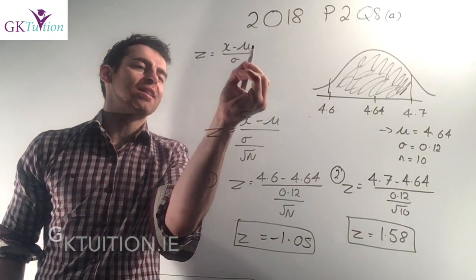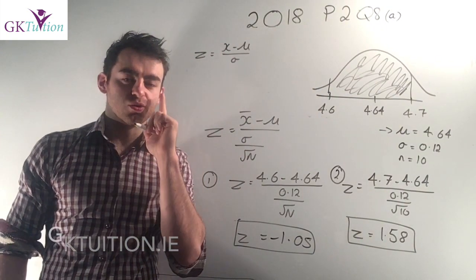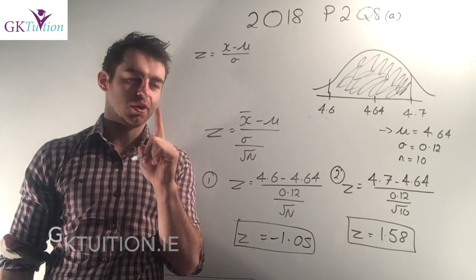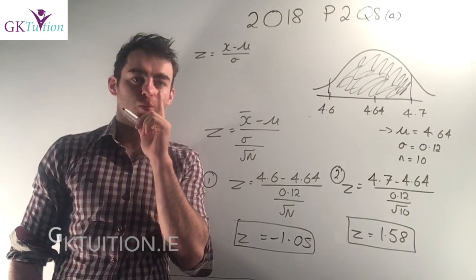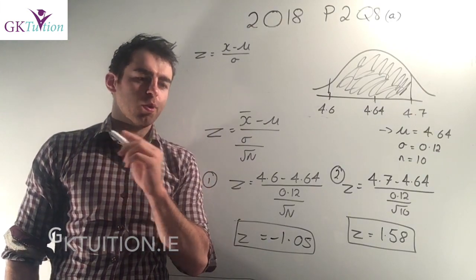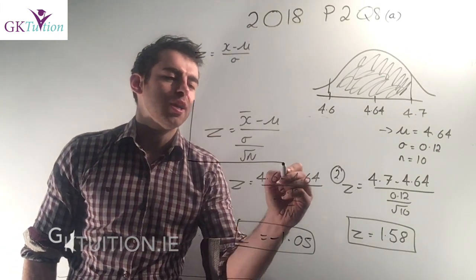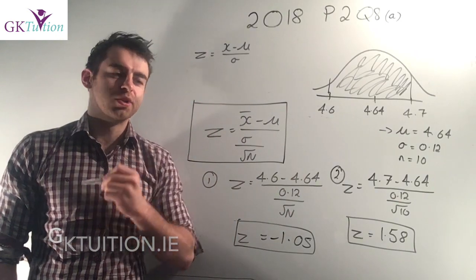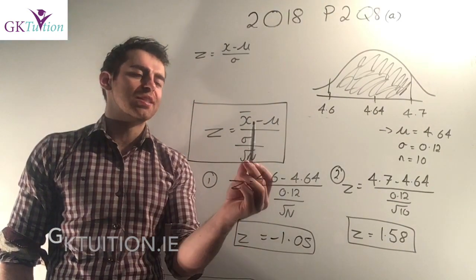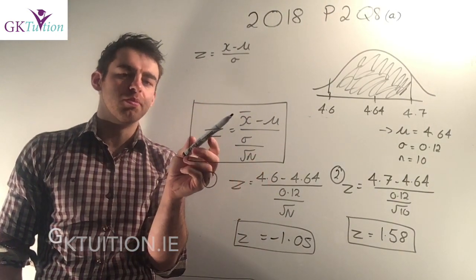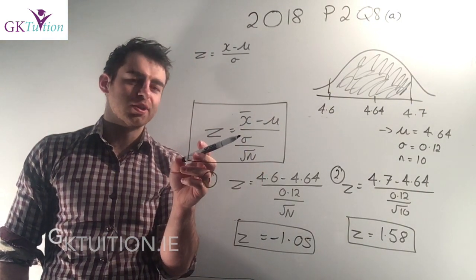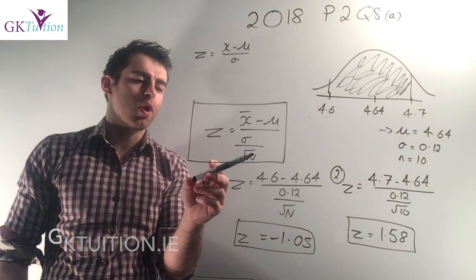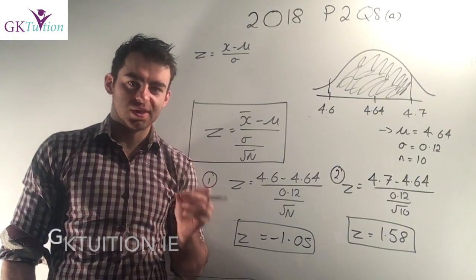This formula is x minus mu over sigma, where x represents one sample, one term. And we had one result in that English test, so we could convert one result into a z-score. But if you have a sample, you have to use this formula, which is on the next page in the log tables. It's x bar, which represents your sample mean, minus mu, which is the population mean, over sigma, which is the standard deviation, over the square root of n, which is the number of terms in the sample.